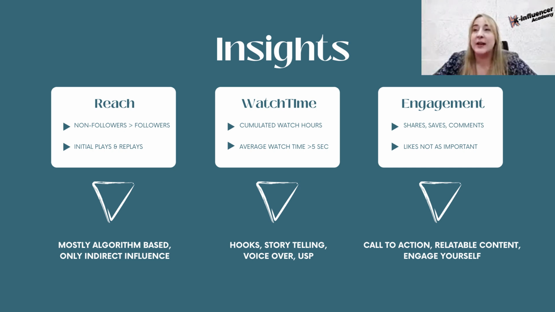For example, how many non-followers versus followers watch your content? How many initial plays do you have and how many replays? This is especially important for short form content. For long form content, it's not that important if people watch the video twice. But if it's an 8-second video and people watch it 10 times, that is a lot. Those things count too, but they are mostly algorithm based. So those are the things you can usually not directly influence yourself.